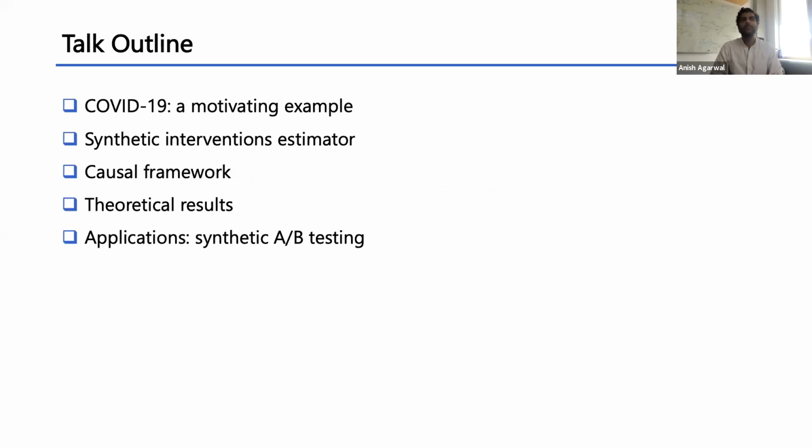So the talk outline will be in 5 steps. We will first begin with a motivating example from COVID-19 that will motivate the synthetic interventions framework and the estimator. After that, I'll present the synthetic interventions estimator. After that, I'll present a causal framework for when and why SI, which I'll call for short synthetic interventions, works. And then I'll hand it off to Dennis. We'll go through some of the key theoretical results we have and an interesting application of synthetic interventions, which is synthetic A/B testing.